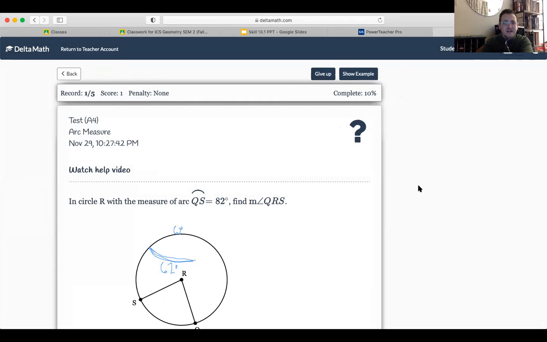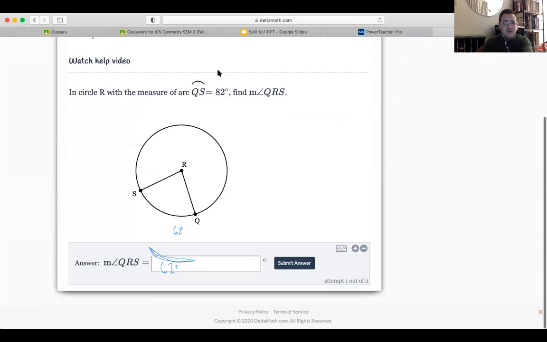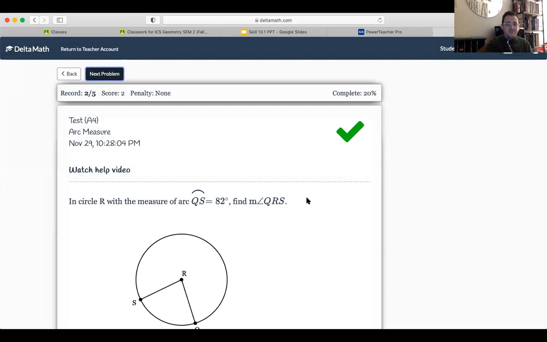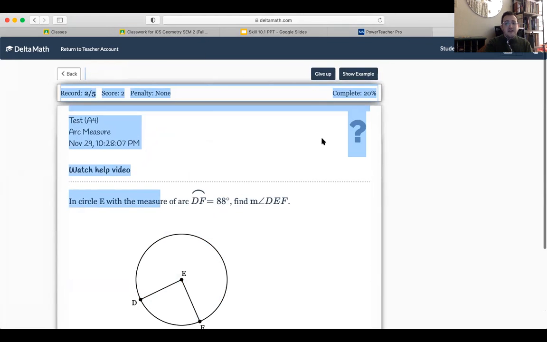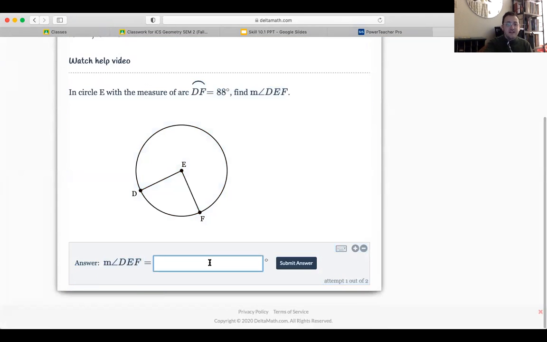Let's take a look at another one here. This is another central angle problem. When you get in the rhythm of these, you can see that the central angle matches the arc. This one would be 82. And this one would be 88 degrees. You want to make sure that you are getting these problems down because you want to have some examples to look after and see these patterns. So arc DF is 88. The central angle matches and is the same.